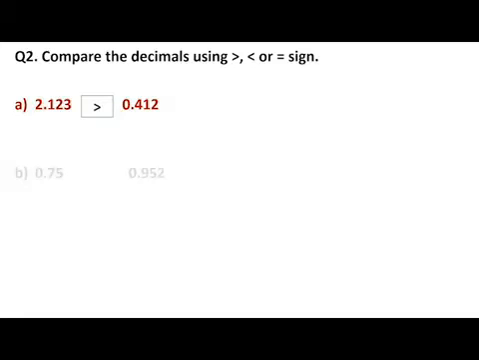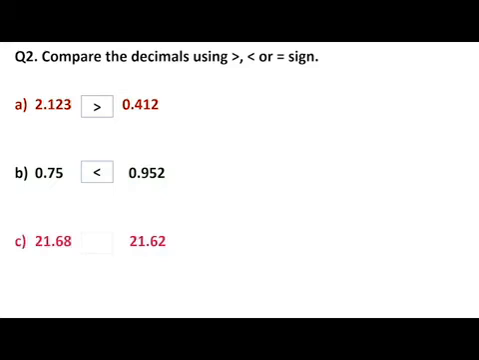Second one we see 0.75 and 0.952. Now you see the whole number part is the same in both cases. So we have to go for the decimal places. So the tenths place we will compare. Here it is 7 and here it is 9. That means this number is bigger.